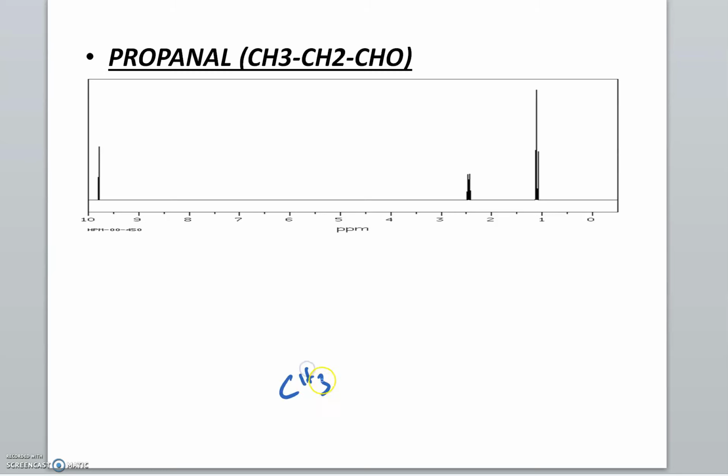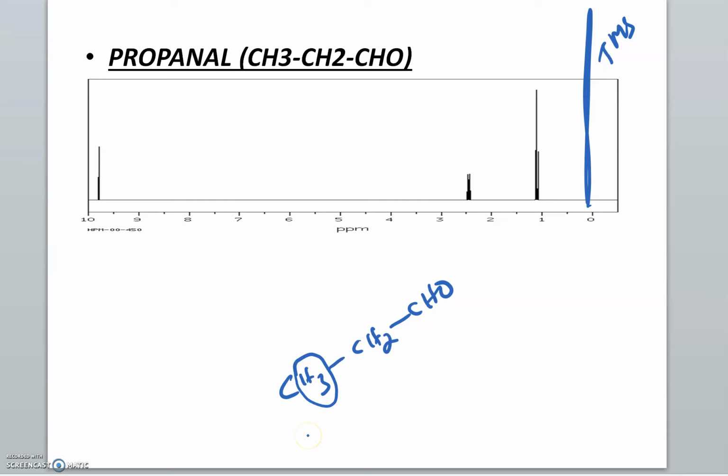CH2, CHO. CH3, CH2, CHO. This is the TMS reference line, delta 0. And here also we can see that there are 3 types of hydrogen. This is CH3, one type of hydrogen, CH2, another type of hydrogen, and this CHO, the third type of hydrogen. So we get 3 lines, 1, 2, 3. Three lines are obtained. But this is the line for CH3.